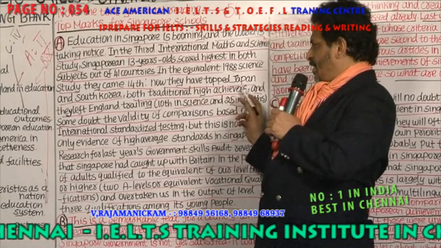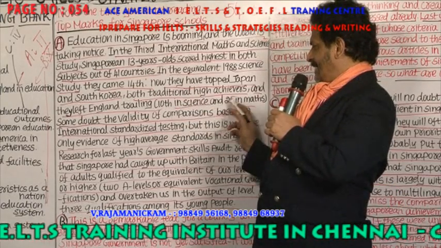Both traditional high achievers, and they left England trailing, 10th in science and 25th in maths.